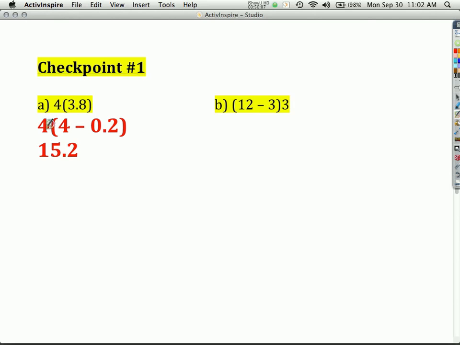And this is how I did it. It doesn't mean it's the only way to do it, but that's how I did it, because you can do mental math with that. What about part B? What'd you get? We'll start with Kiara and then Benjamin.